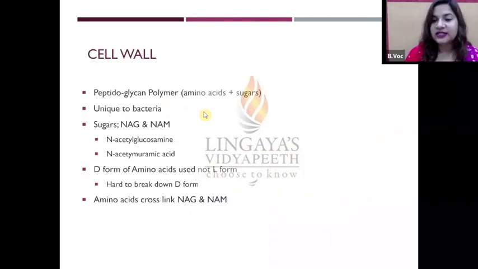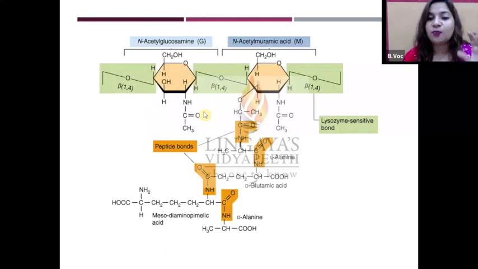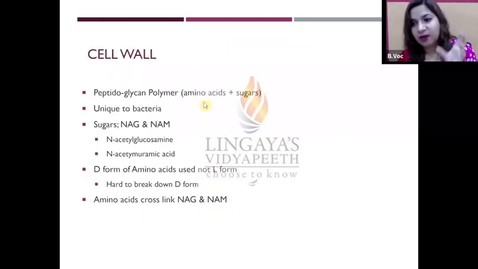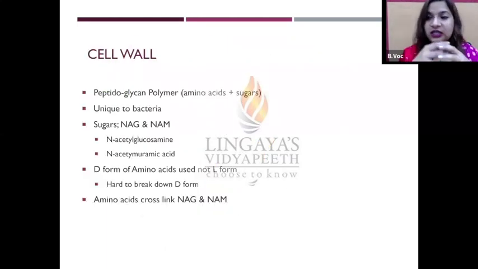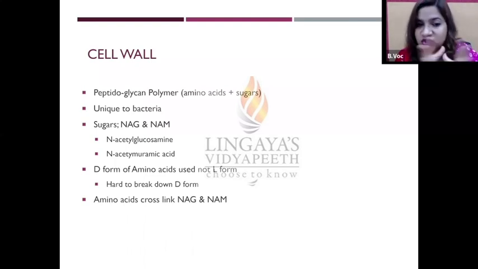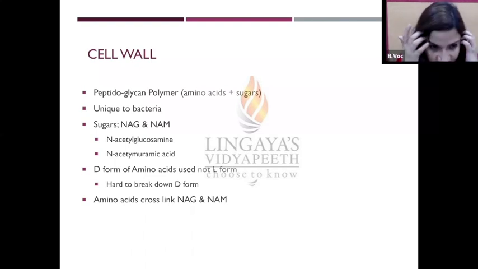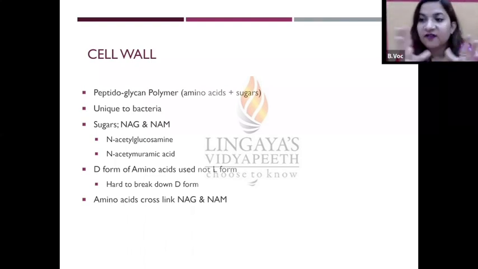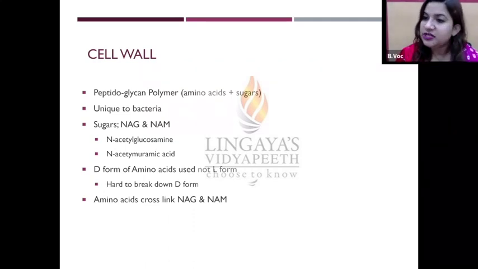Now talking about the cell wall. The cell wall of the bacteria is the most important structure in the bacteria because the mechanism of pathogenicity depends on the cell wall of the bacteria. So the cell wall matters for identification, and thus the treatment also.